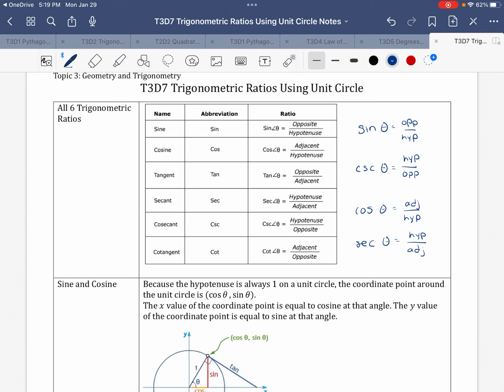Okay. One way that you can remember the reciprocals is that the tangents go together. They're reciprocals of each other. And then C goes with S and C goes with S. So sine and cosecant are reciprocals, and then cosine and secant are reciprocals.